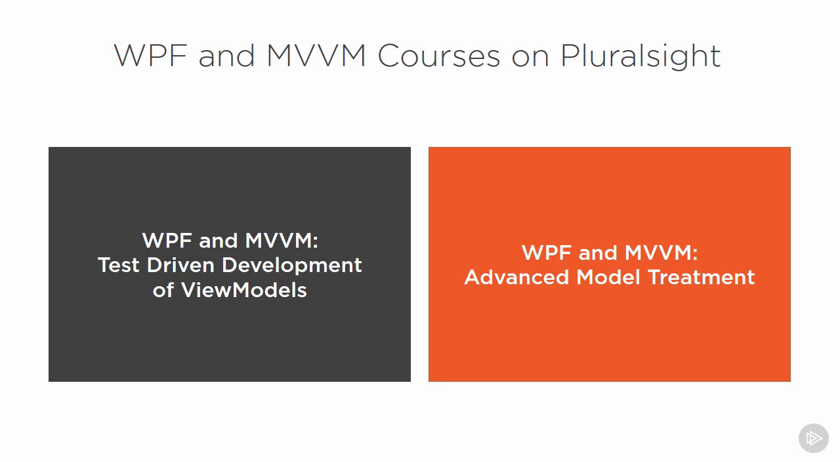You can track all the changes made to a property. This allows you to display changed fields in your application with a different color and to display the original value of such a changed field in the tooltip. You learn how to do this in the course WPF and MVVM Advanced Model Treatment. This course also shows you how to generate the model wrappers in Visual Studio by using T4 templates.